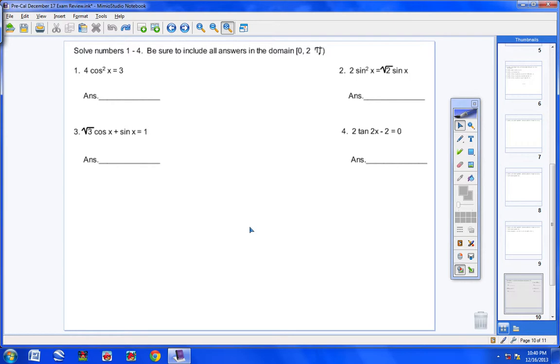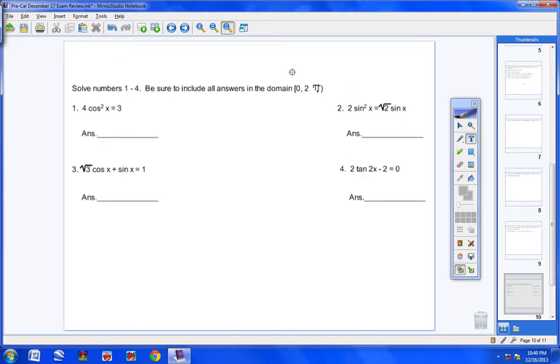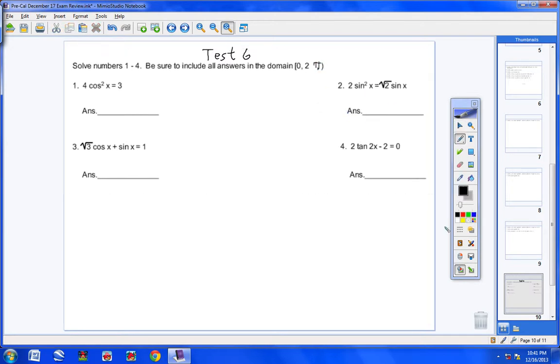All right, let's go ahead and start reviewing test number 6. If you have that, please feel free to get that out of your notes. And if you don't have it, just follow along. That's totally fine. Okay, let's look at 4 problems here. Solve problems 1 through 4. Be sure to include all answers in the domain 0 to 2 pi.